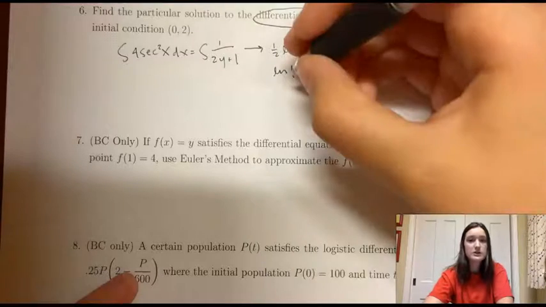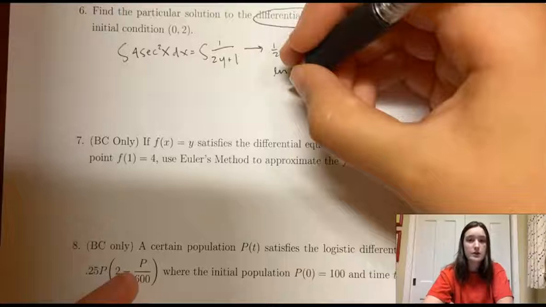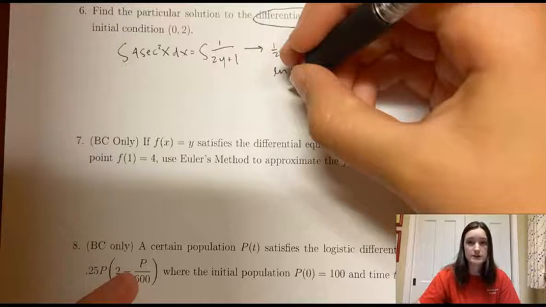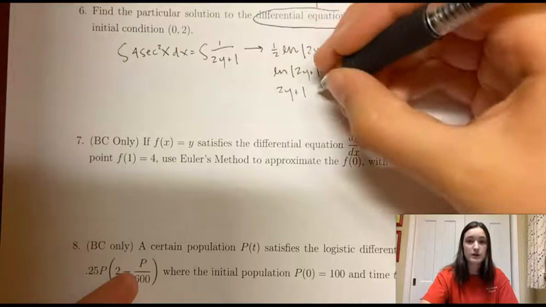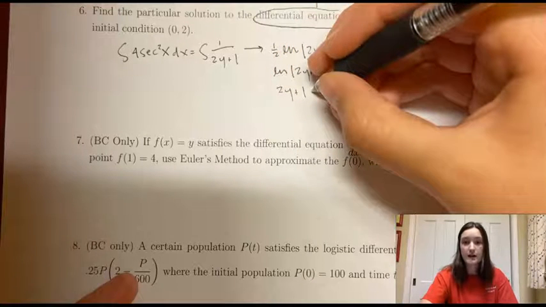And the next thing that we need to do is get rid of that ln. So the way that you need to get rid of an ln is you raise e to the power of both sides. So when you raise e to that ln of 2y plus 1, the ln and the e are going to cancel each other out, so you're left with 2y plus 1.